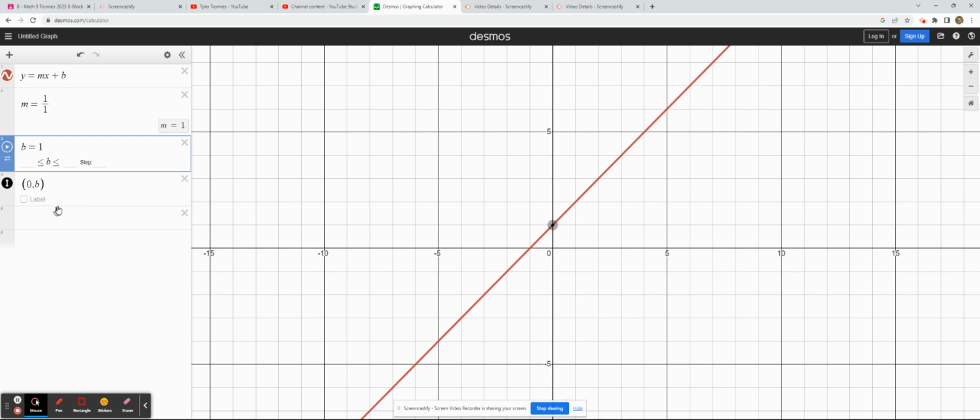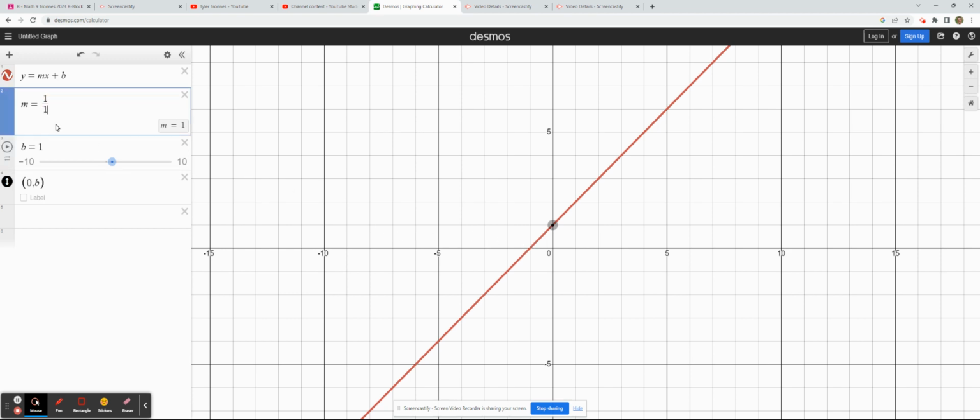All I wanted to show you here is that if I set these values, we can see that the slope is a rise of 1 and a run of 1, up 1 over 1. It's like a 45-degree line. And my y-intercept is at this point right here, which is at (0, b), where b is in this case 1.